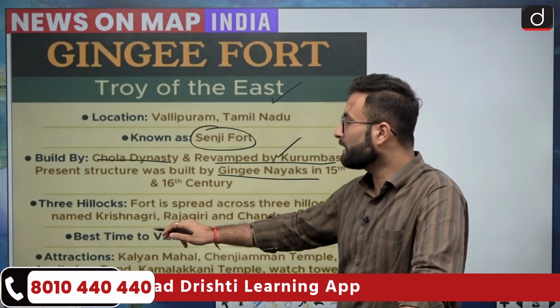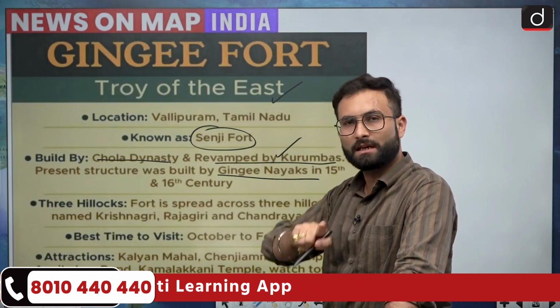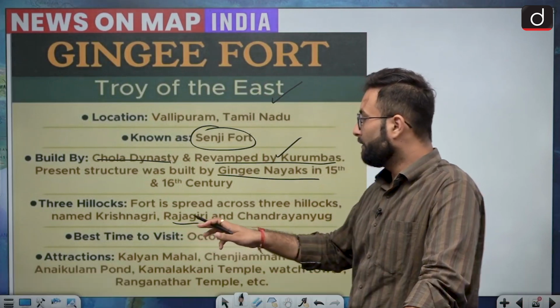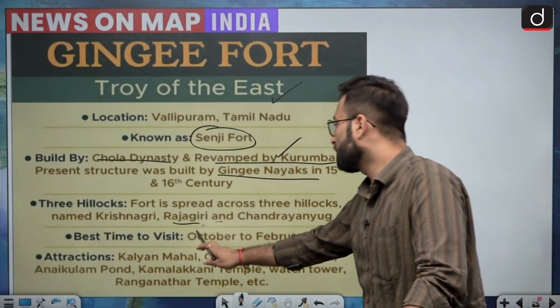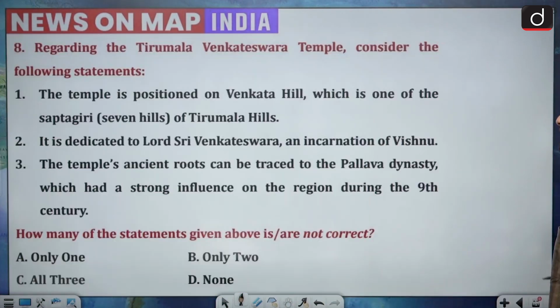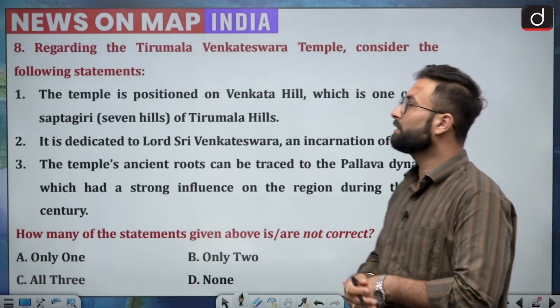Moving further, three hillocks are there which we have seen: Krishnagiri, then we have Rajagiri, and then Chandragiri. Okay, the best time to visit is from October to February. Now moving further to the next one, that is basically your last, 8th question.